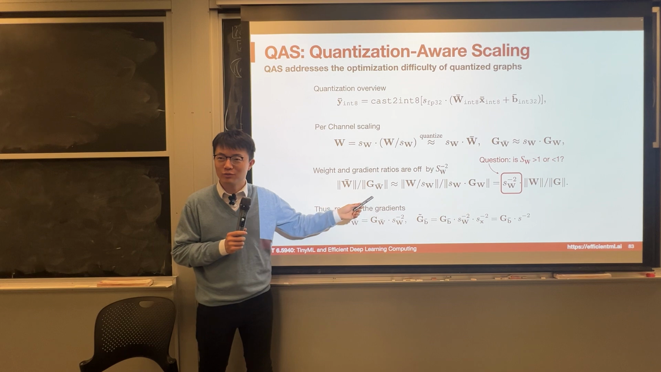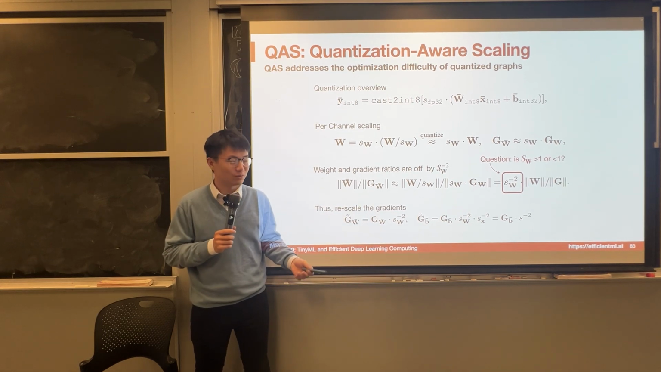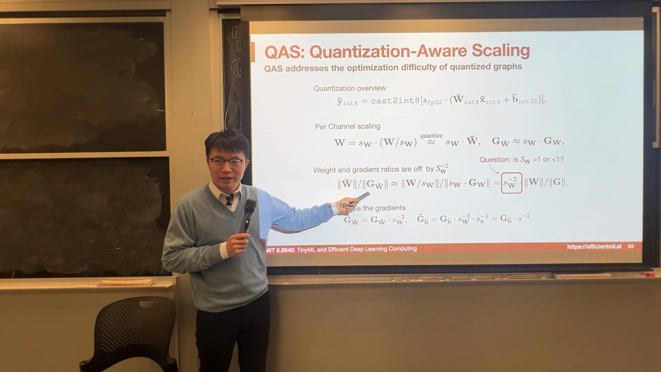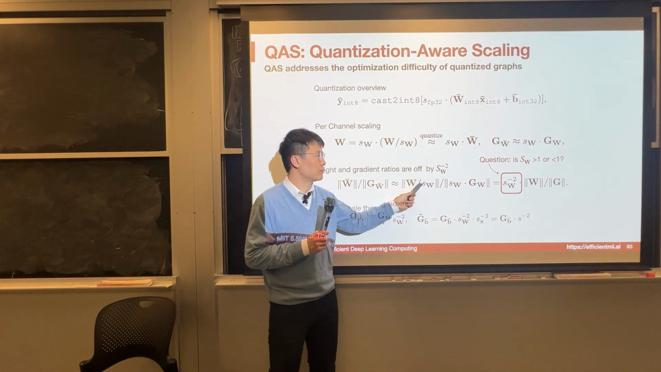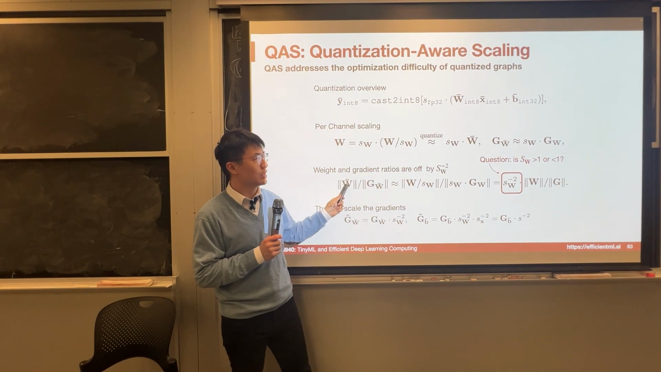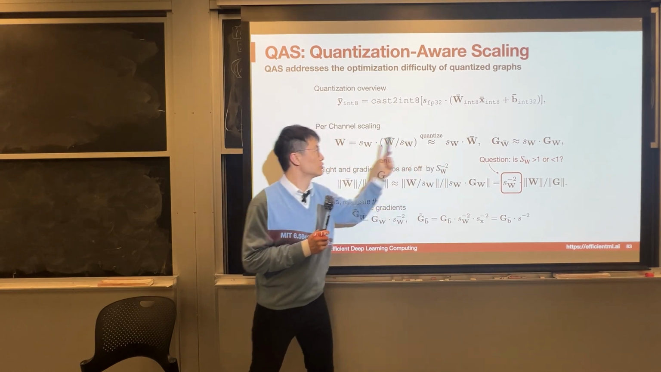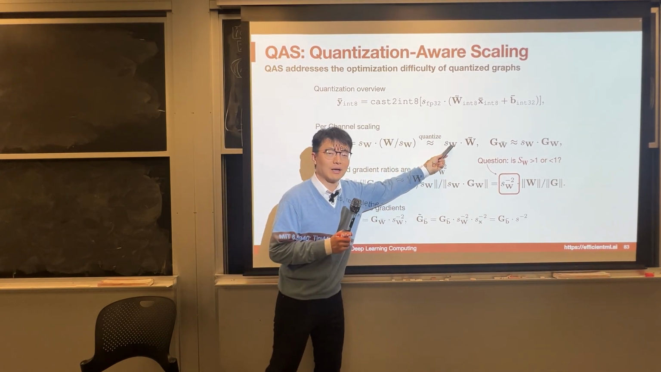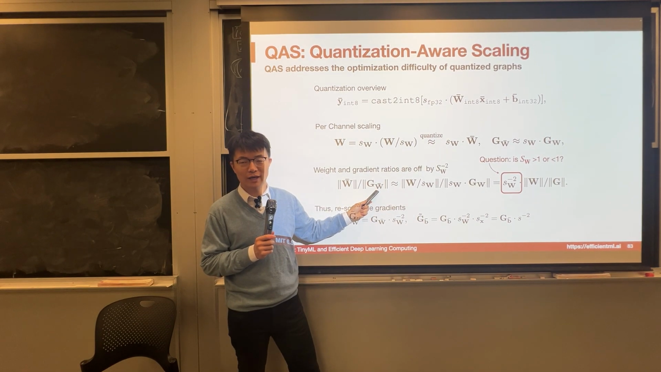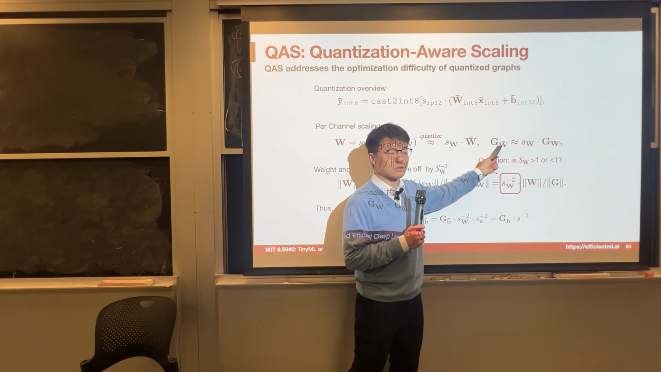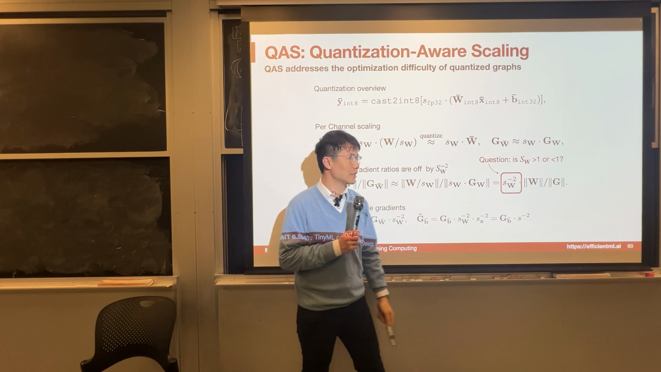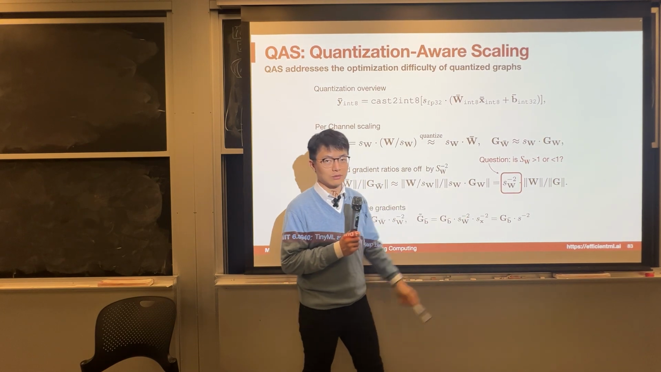We don't want the gradient to be too small, otherwise it cannot nudge the weight. We want this number, weight over gradient, to be reasonable. This is after quantization; this is before quantization, so we plug in the quantized weight. The quantized weight equals the original weight divided by SW. This is the gradient to the quantized weight, and we plug in this equation here, which is the scaling factor times the gradient to the weight.